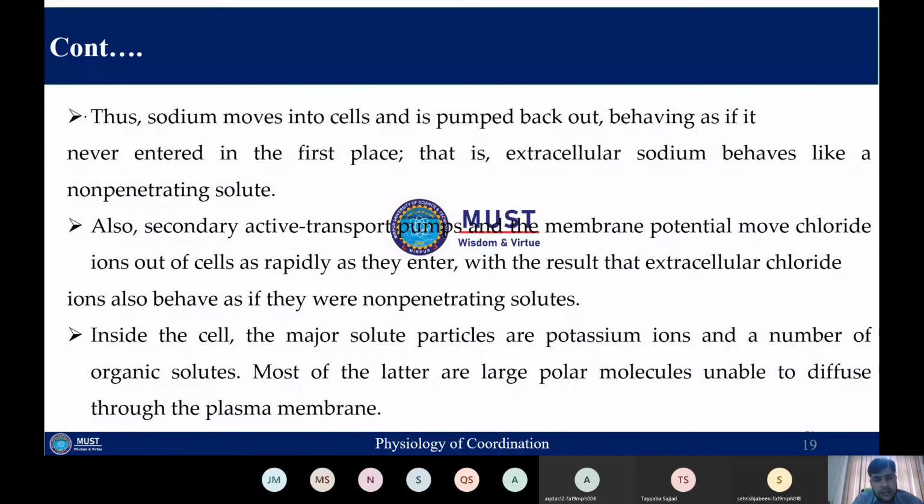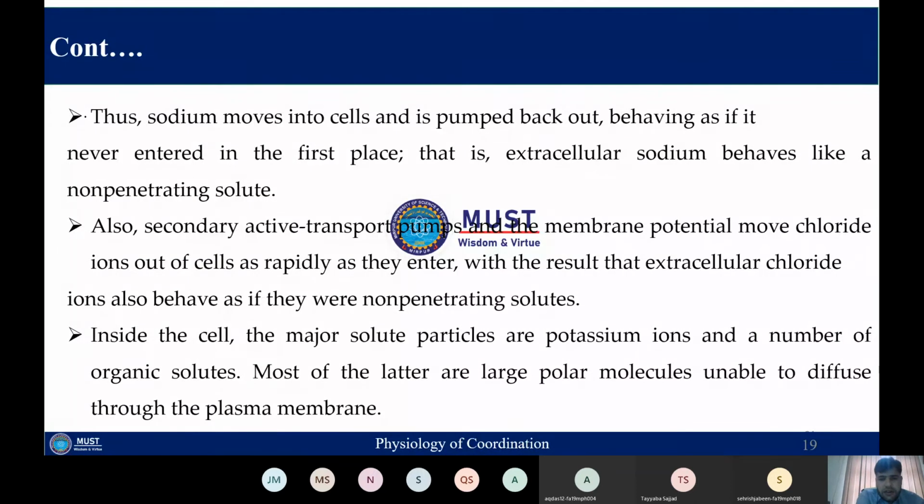That is basically pumped out with the help of the sodium potassium ATPase pump. So it seems that the plasma membrane is impermeable to the sodium ion, although in real sense it is not impermeable. It permits the movement of sodium ions from higher sodium concentration to lower sodium concentration. But the sodium ions that have moved via diffusion will be transferred back with the help of the sodium potassium ATPase pump via active transport.